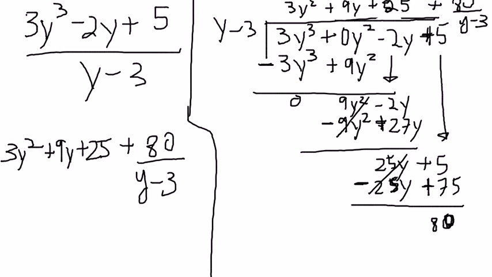Where did I get the 80 and the y minus 3 from? Well, the 80 is right here. The y minus 3 is right here. The remainder will always end up like that. It's whatever number you have left over your divisor right here. And that's how you do long division.